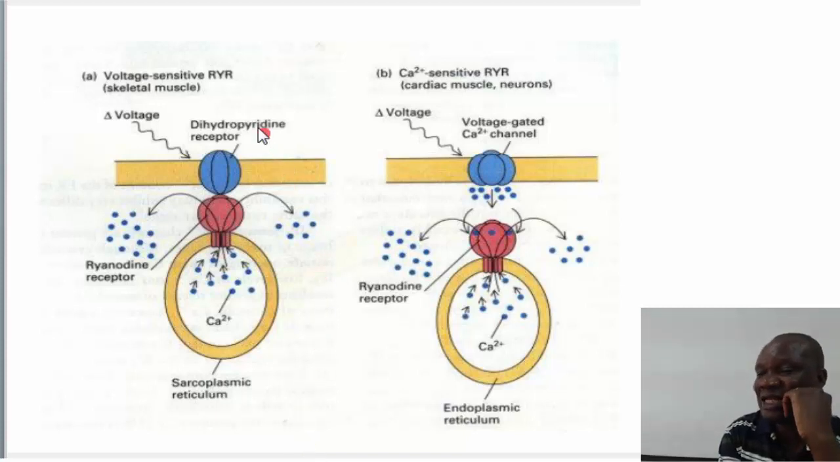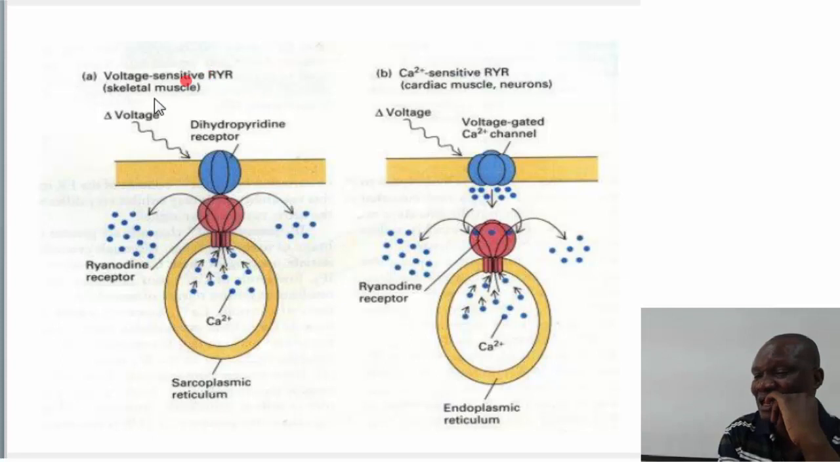We saw that in the skeletal muscle, the dihydropyridine receptors are voltage sensors. They sense the differences in the voltage. So when the action potential is conducted in the T-tubule, the dihydropyridine receptors are activated. And this will activate the ryanodine receptors via the electron dense feet. And calcium will be released from the sarcoplasmic reticulum into the sarcoplasm through the ryanodine receptors.